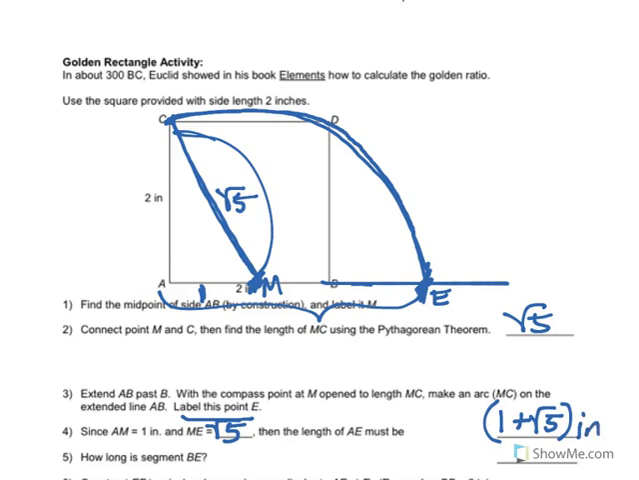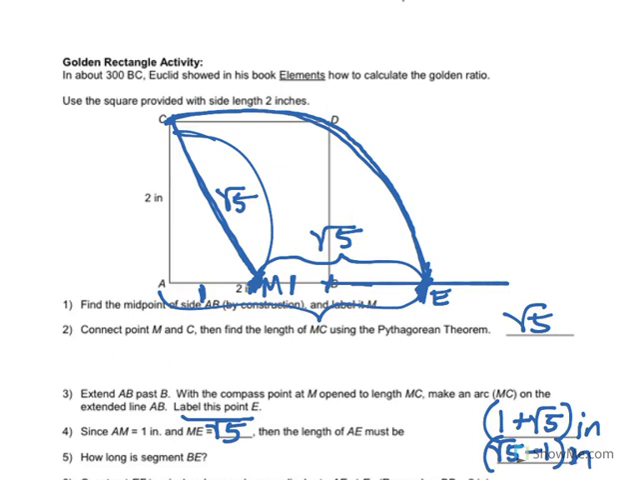Now, how long is segment BE, from here to here? Well, let's think about that. We know that from here to here is the square root of 5, and we know that this is 1, so we can say this is the square root of 5 minus 1 inches. So far, so good? Now, it says construct EF 2 inches long and perpendicular to AE at E.